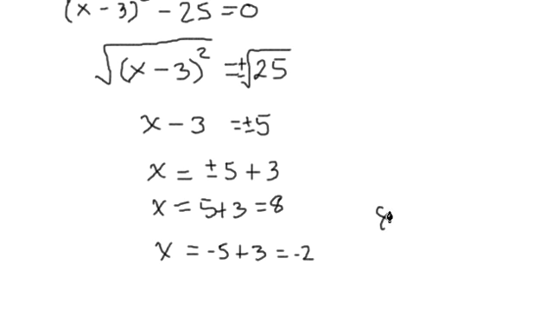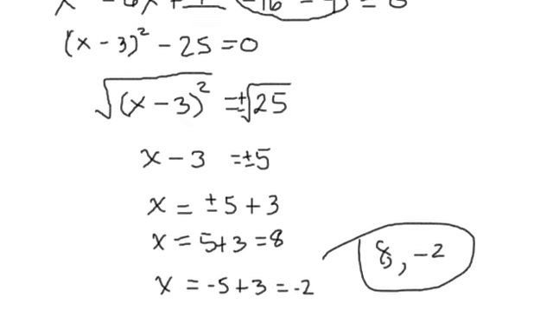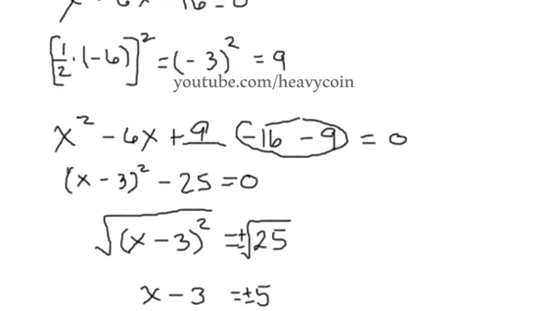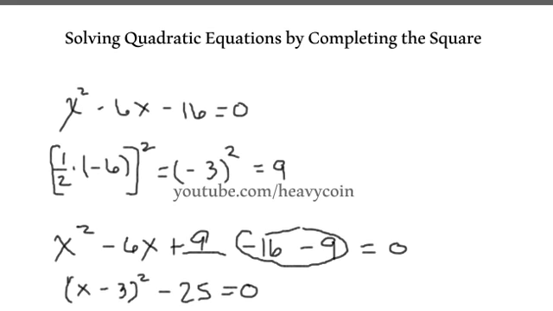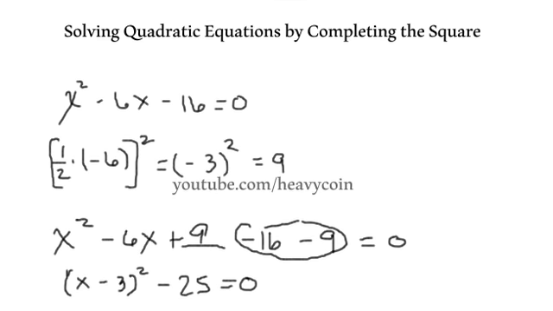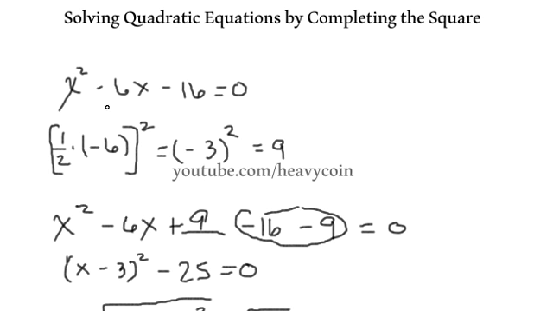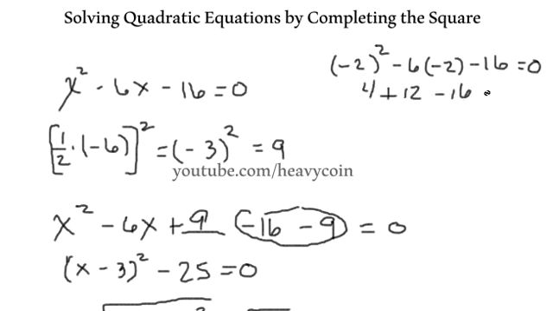Now what we're going to do is take this 8 and this -2 and check our solutions. We're going to make sure we did everything right. So we're going to take our 8 and our -2 and plug them into what we've got up here. So let's plug -2 in. So this is -2 squared minus 6 times -2 minus 16. So that's 4 plus 12 minus 16.